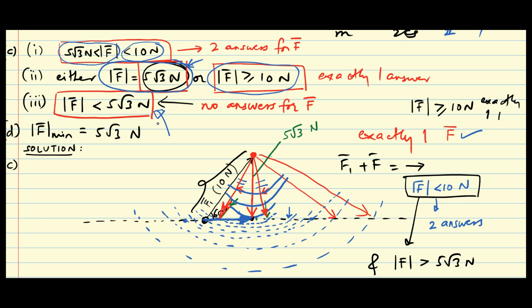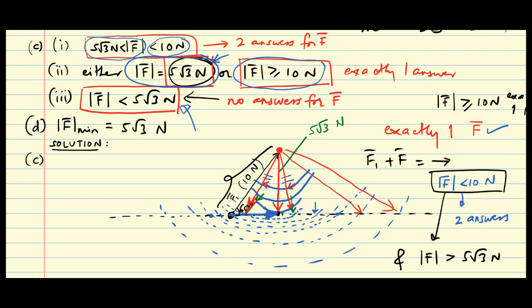In other words, the answer for part D, where the question is what could be the minimum possible magnitude of f bar to fulfill the conditions given in the question, of course, is going to be 5√3 newtons. So that completes question number 6 in the extra classwork.